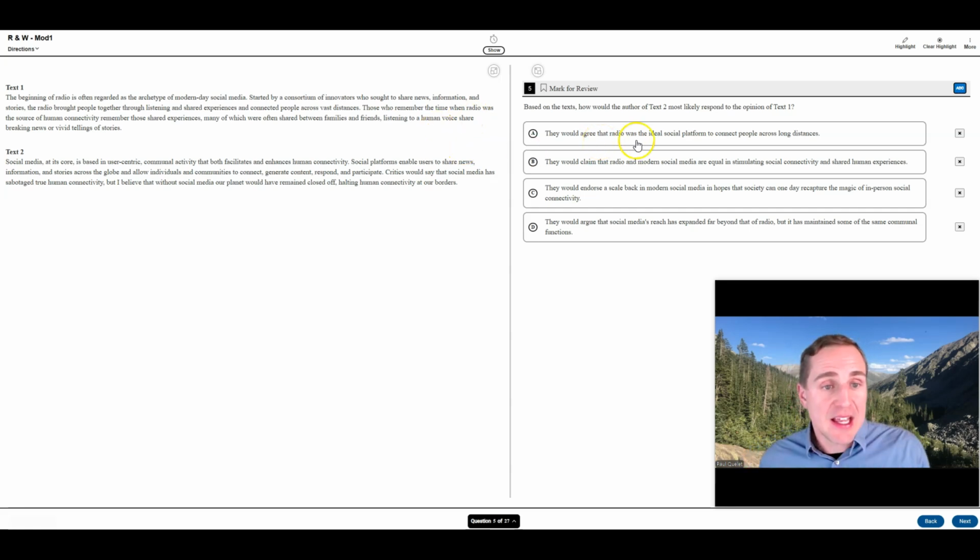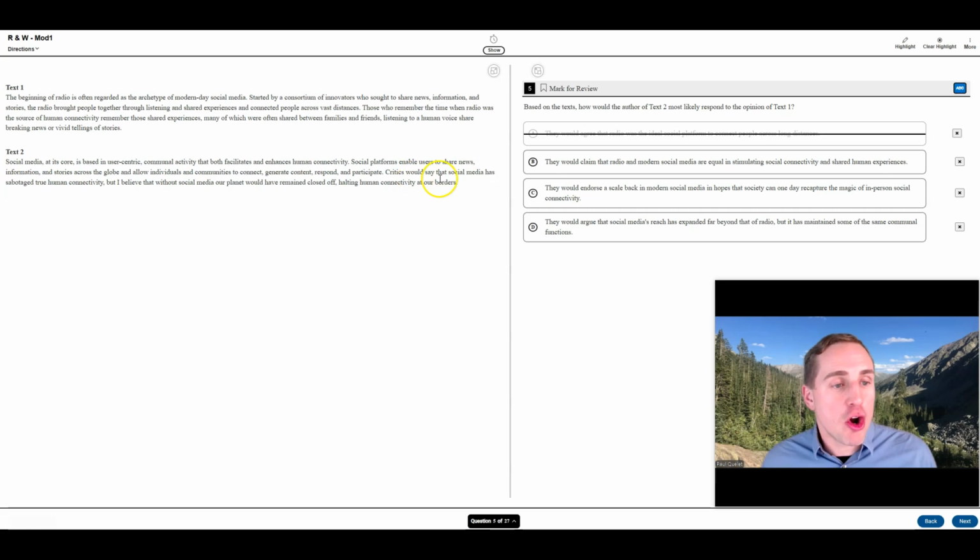Would they agree that the radio was the ideal social platform to connect people across long distances? I don't think so. Text 2 really emphasizes the good parts of social media. B, would they claim that the radio and modern social media were equal in stimulating social connectivity and shared human experiences? Maybe. Let's see if we can rule it out later, or we'll come back to it. C, they would endorse a scale back in modern social media in hopes that society can one day recapture the magic of in-person social connectivity. So there's no mention of social media negativity.